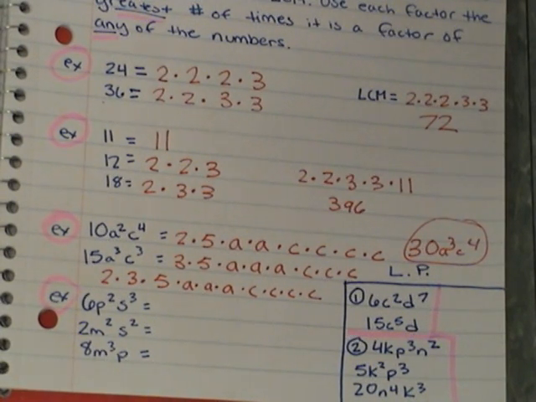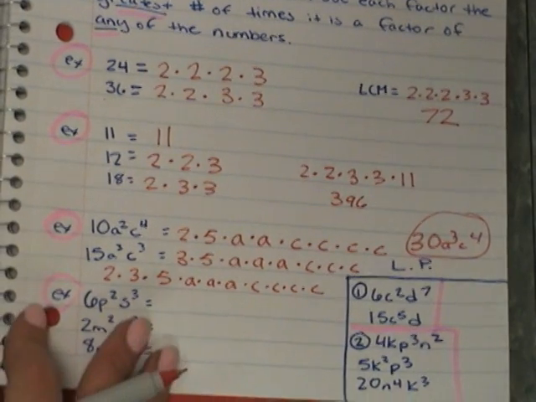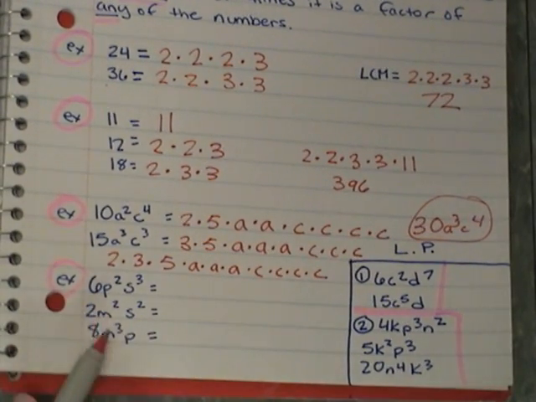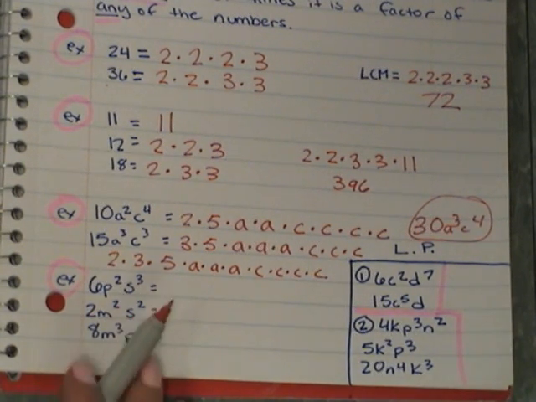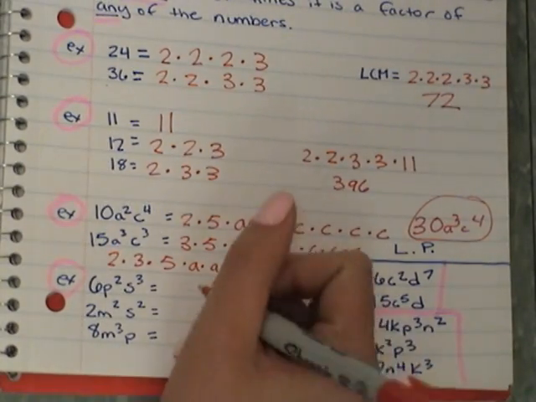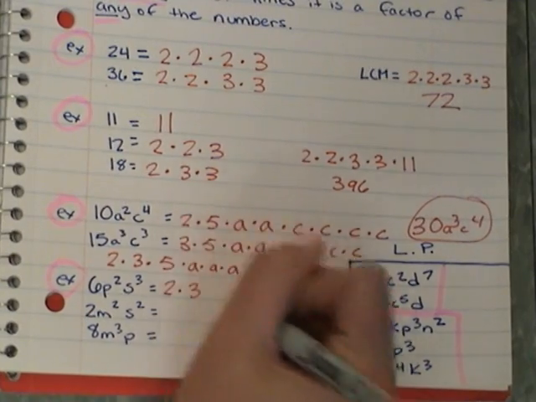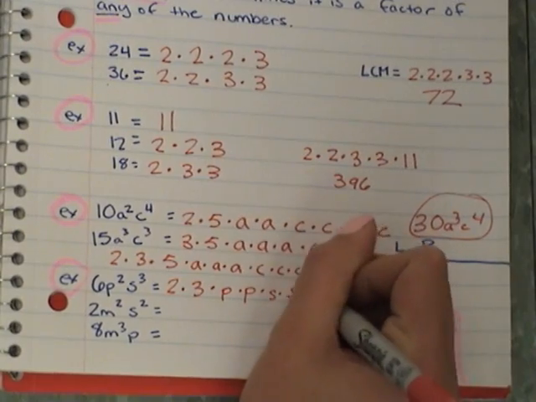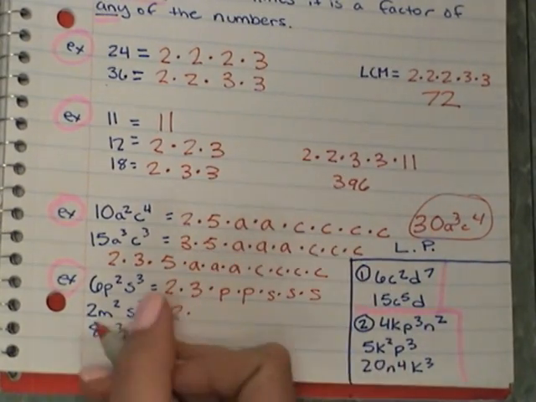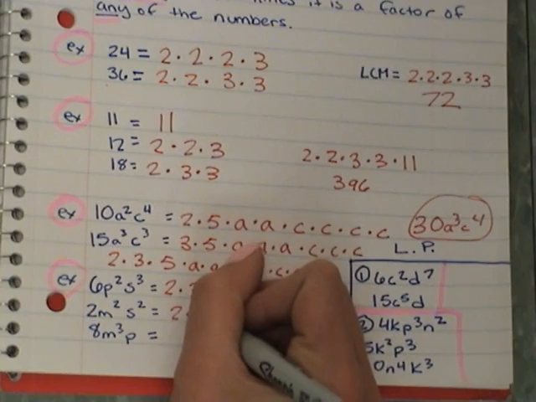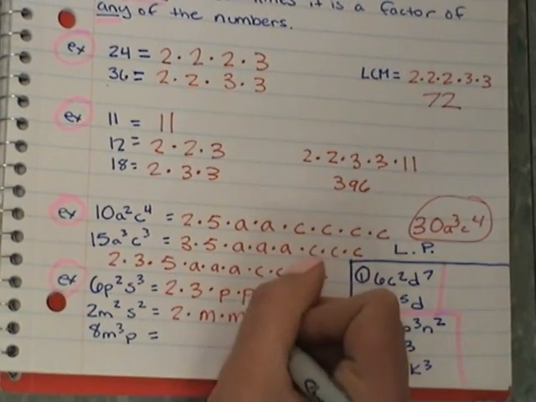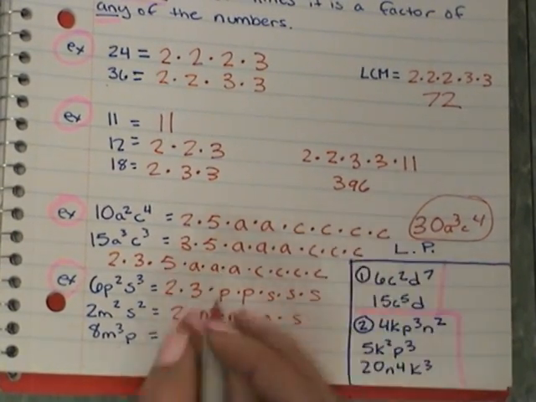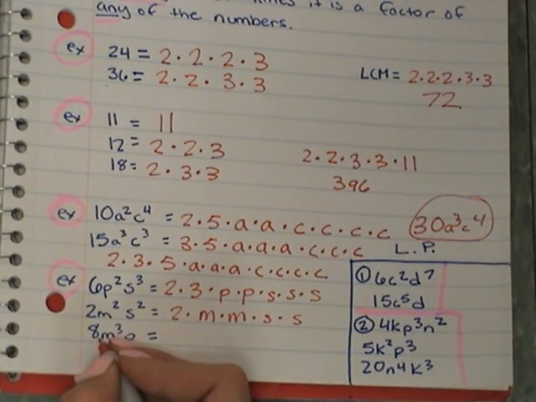All right, we're going to try one that's a little bit harder. Okay, so we have 6 p to the second, s to the third, 2m to the second, s to the second, 8m to the third, and then p. So I have to break them apart into their prime factors. So 6 is 2 and 3, and then p twice, s, 2 once. M I need twice because m times m is m squared, and then s times s is s squared.